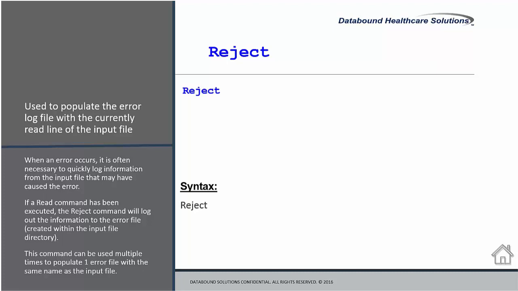One thing I will note about this, and this is found in the help information as well, when you use reject, this is going to populate an error file within your input directory. So wherever your input file is, you'll see a new folder in there called error. And when you click into it, it will have a file with the name of your input file on it that's just .txt, and it logs it out for you. So it does a lot with this one little command.